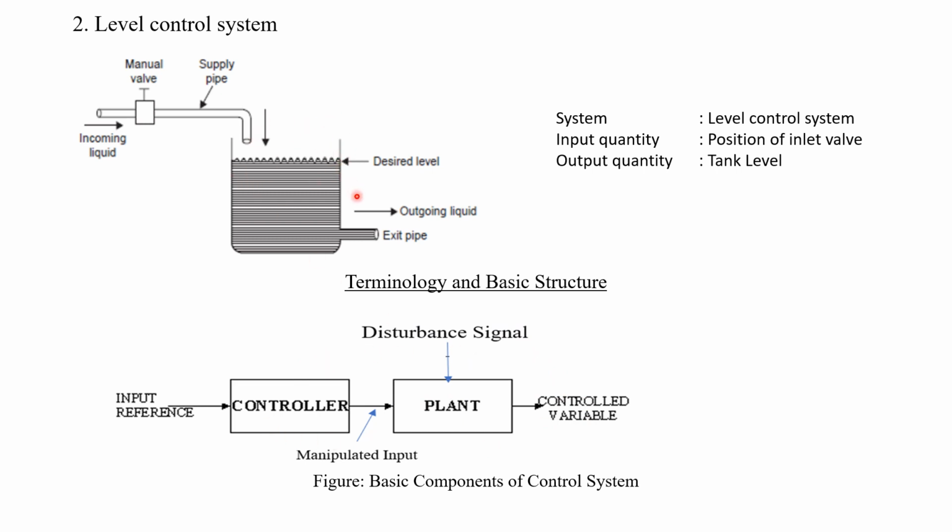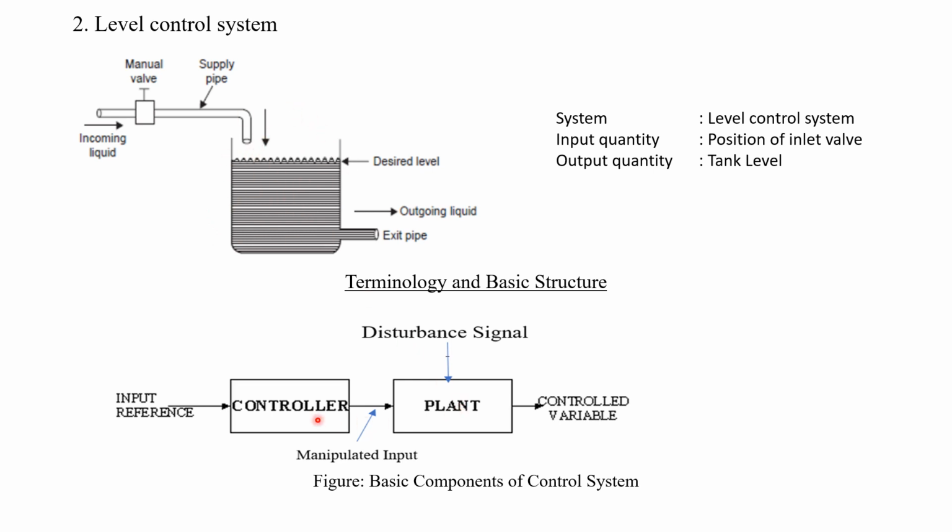The plant is nothing but the part of the control system in which the actual controlling operations take place. So here we can say the level tank is the plant, in which the actual controlling operations take place.